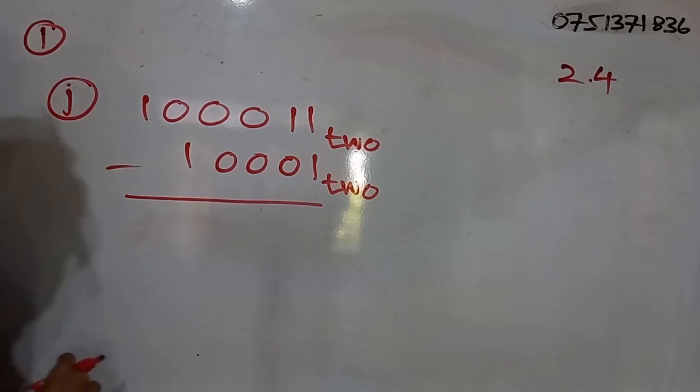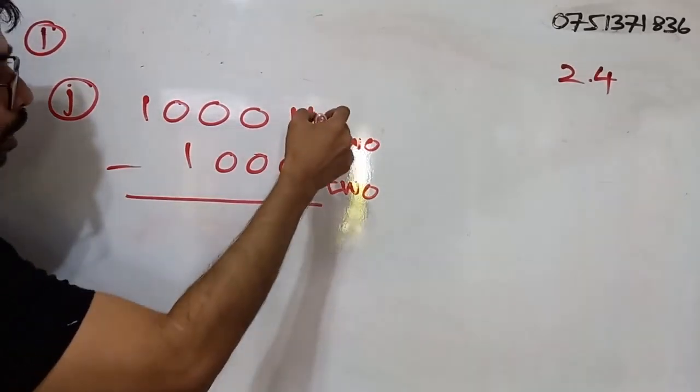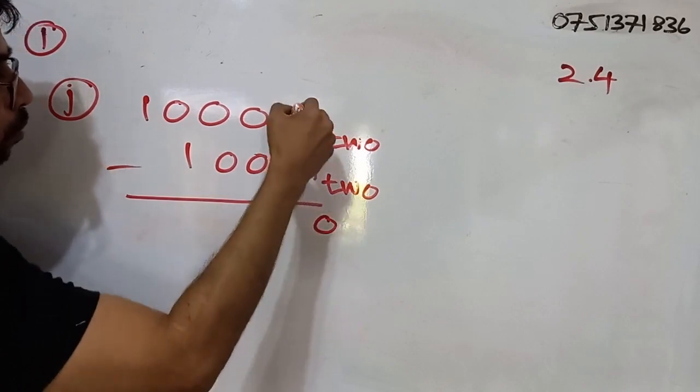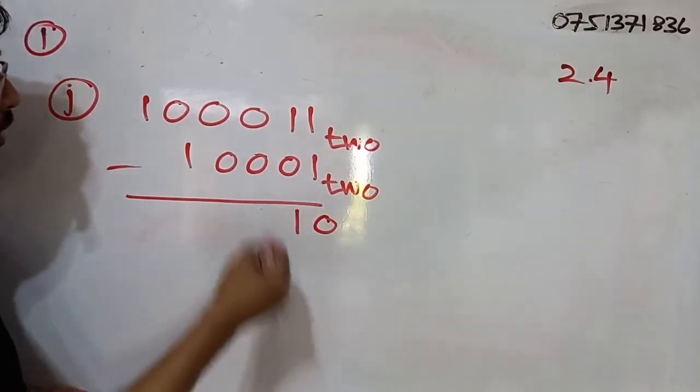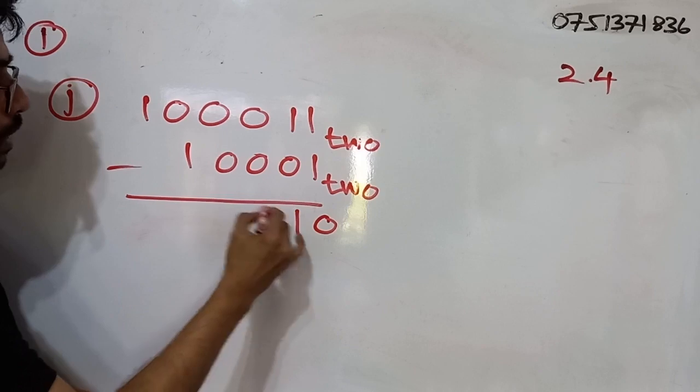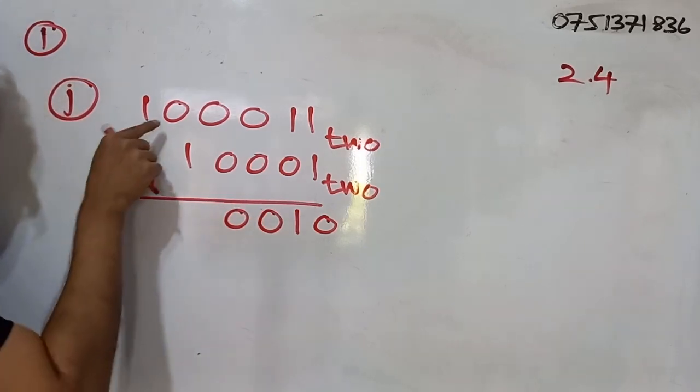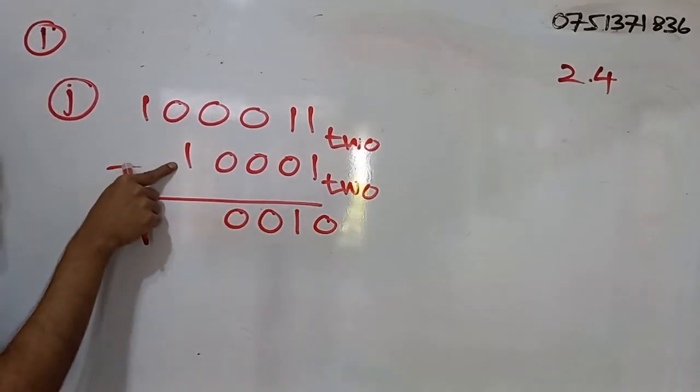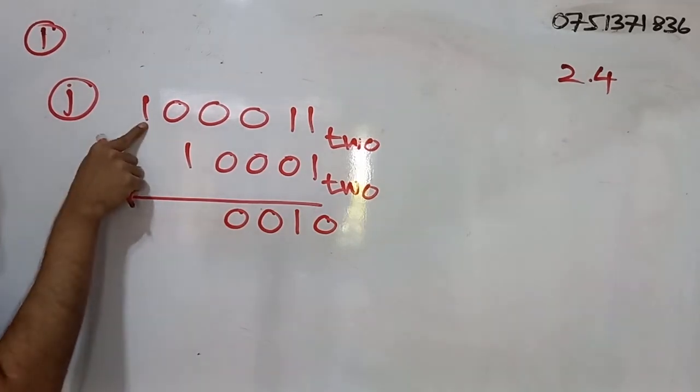Right? J. Okay? So 1 minus 1, that's a 0. 1 minus 0, that's a 1. Here we will be getting what? 0. Here will be 0. So 0 minus 1 we can't do. So we have to borrow a 1. Right? So we are borrowing this one. Okay?